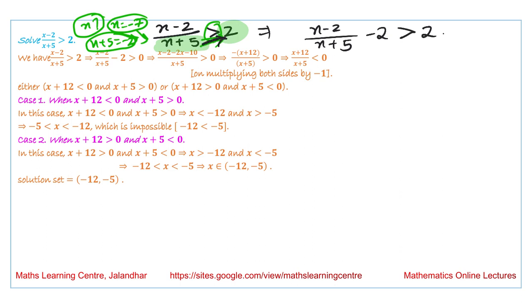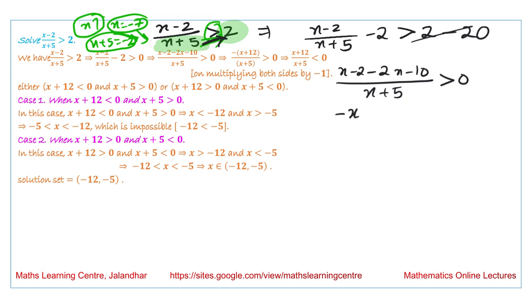We are just solving it on this side. So the inequality we have is x minus 2 over x plus 5 is greater than 2, so we are subtracting 2 on both sides. This side will become 0, and this side we get x minus 2 minus 2x minus 10 divided by x plus 5 is greater than 0. So this implies minus x minus 12 divided by x plus 5 is greater than 0.